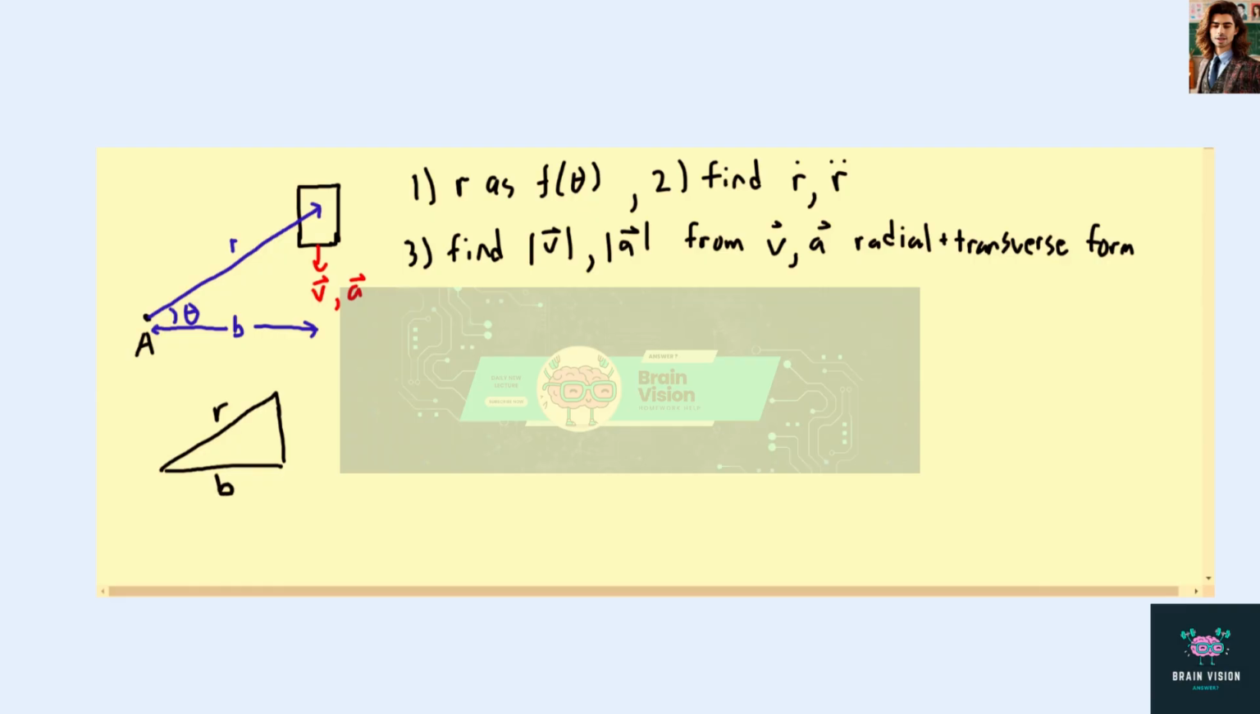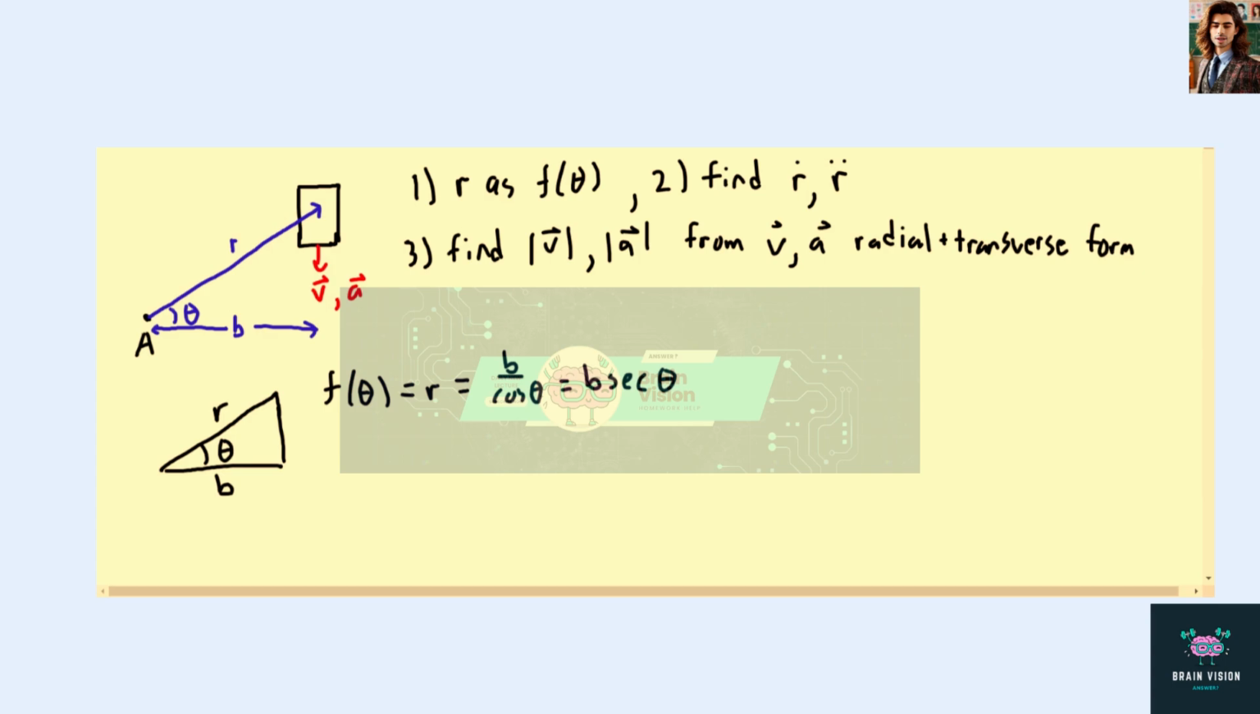Okay, so to begin with, r as a function of theta. So we can just draw this again. So we've got this radial distance r and this horizontal distance b and this angle theta between them. So we're going to find r as a function of theta, so we can say that function f of theta is equal to r, and we can write that as b over cosine theta, or alternatively as b secant theta.